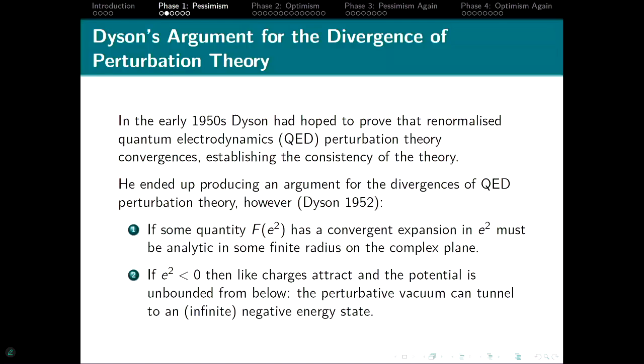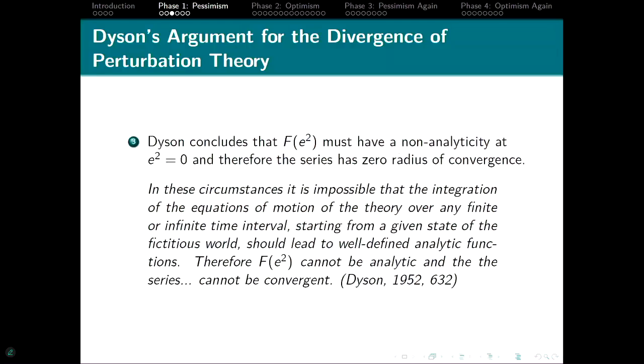So the potential is going to be unbounded from below, and you can group together clumps of electrons to produce negative energy states, basically. So the picture is we're in this negative e squared theory. We should have tunneling from the usual vacuum to this negative energy state. And Dyson basically says this tells us that our observable is going to have a non-analyticity at e squared equals 0, at the point where you move over from a stable theory to an unstable theory.